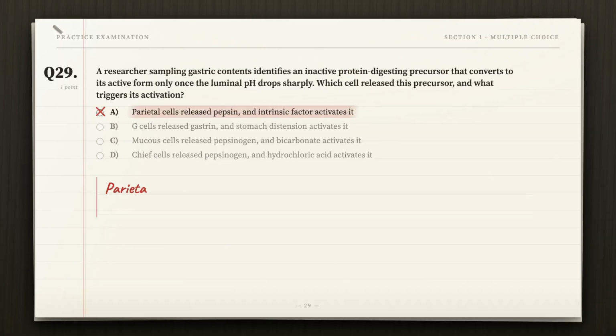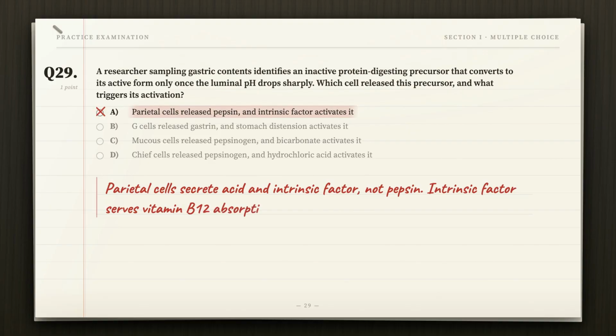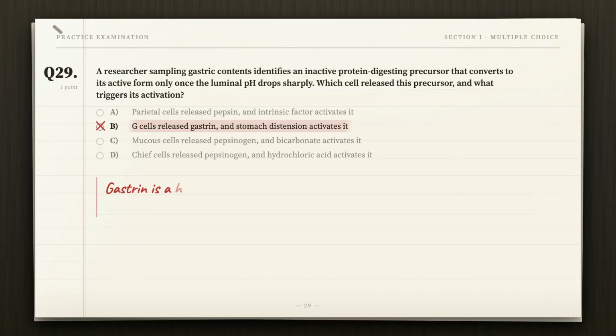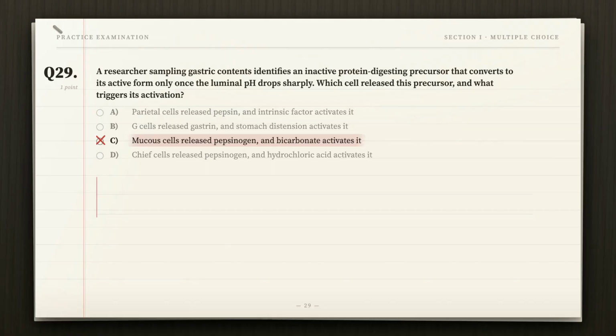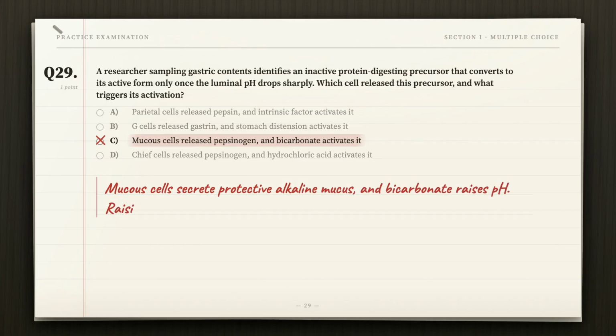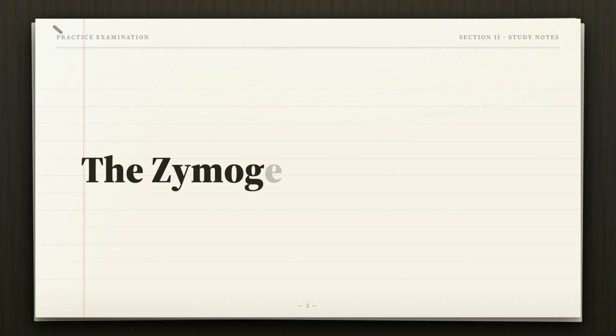A is wrong because parietal cells secrete acid and intrinsic factor, not pepsin. Intrinsic factor serves vitamin B12 absorption and has no enzymatic activating role. B is wrong because gastrin is a hormone released into the blood to stimulate secretion and motility. It is not a protein digesting enzyme precursor. C is wrong because mucus cells secrete protective alkaline mucus and bicarbonate raises pH. Raising the pH would prevent pepsin activation rather than cause it.